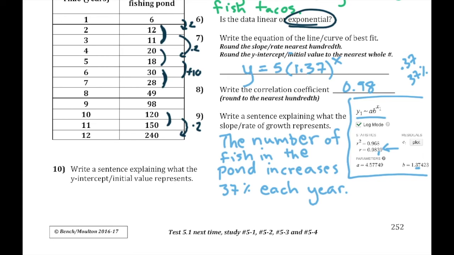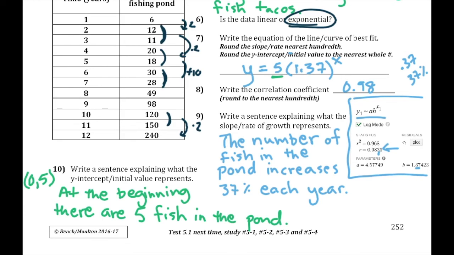Okay, number 10, write a sentence explaining what the y-intercept or initial value represents. So our initial value was 5, which means that that's a point, and the x value of 0 would be a y value of 5. So at time 0 years, the number of fish in the pond would have been 5. So we're saying that at the beginning, there are 5 fish in the pond.